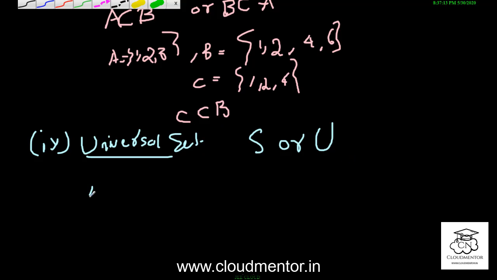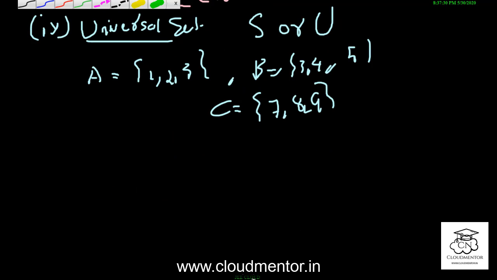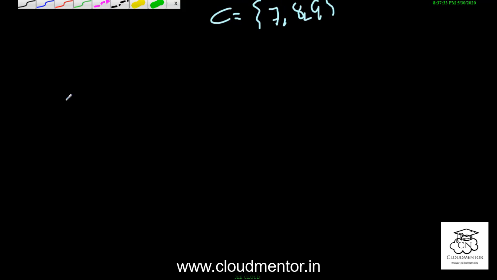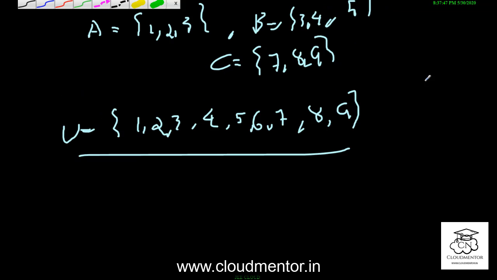Suppose, for example, A equal to {1, 2, 3}, B equal to {3, 4, 5}, and C equal to {7, 8, 9}. Now let U equal to {1, 2, 3, 4, 5, 6, 7, 8, 9}. This is called the universal set of the other sets A, B, and C. This is the superset of all the sets, so it can be called the universal set. So that's all for this part.